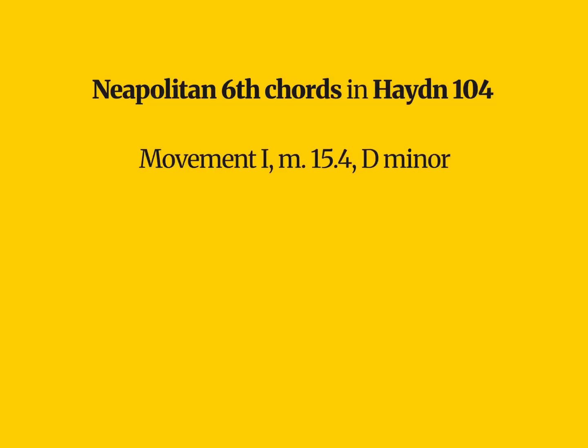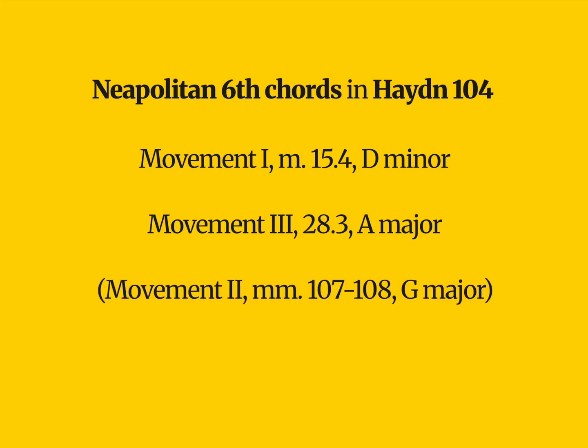There are only 2 Neapolitan 6th chords in Haydn 104, so it's easiest to simply memorise where they are. The first is in the key of D minor, found on beat 4 of bar 15 of the first movement. The second is in A, found on beat 3 of bar 28 of the third movement. There's a bonus example in movement 2, bars 107 to 108, but it's debatable really whether this one should be classed as a Neapolitan 6th chord at all, and I'll explain in a little bit why that is.